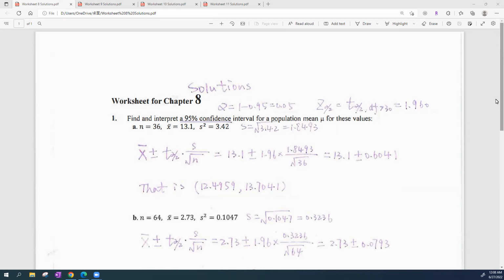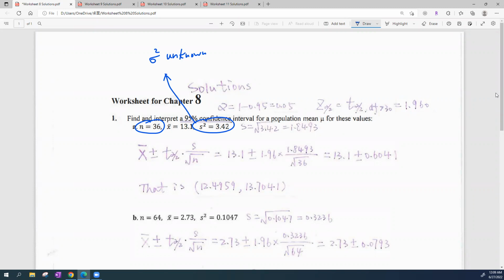Question number 1. Find and interpret a 95% confidence interval for a population mean mu based on the following values. We're given n, the sample size, equals 36, x bar is 13.5, and s squared is 3.42. Since we're given s squared, sigma squared is unknown, because we only know the sample variance s squared, which is 3.42.